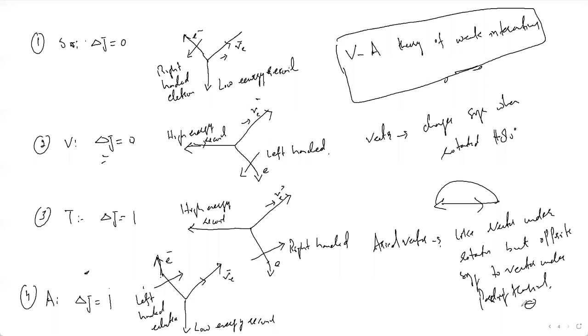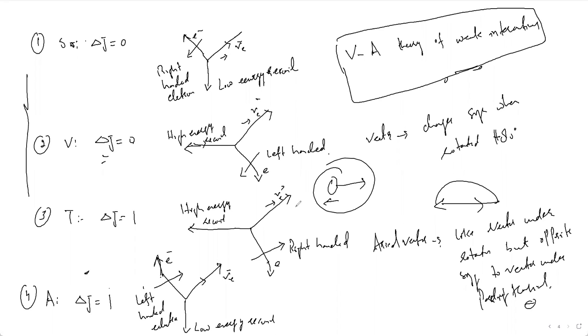Okay. Another important thing: this VA theory was proven by many experiments at that time. For example, in a particular case, the neutrino is left-handed, because the neutrino is considered to be left-handed. What I mean by left-handed is that its spin is antiparallel to its momentum. For example, if this is the momentum of the neutrino, its spin will be antiparallel to its momentum. That is what I mean by left-handed.